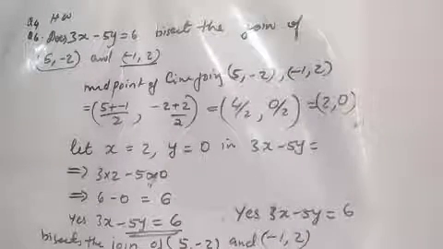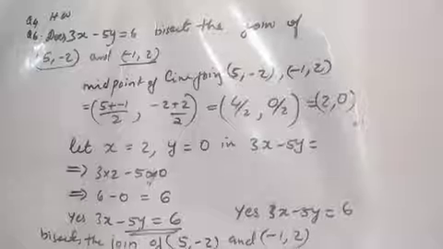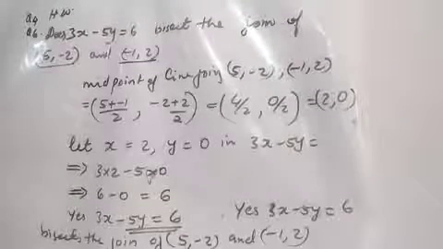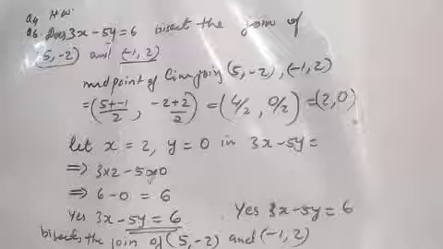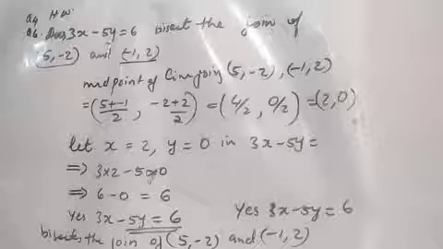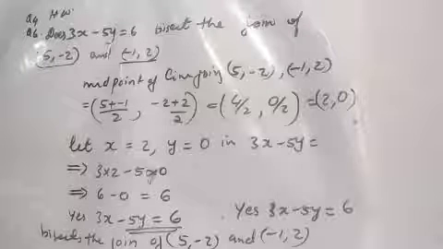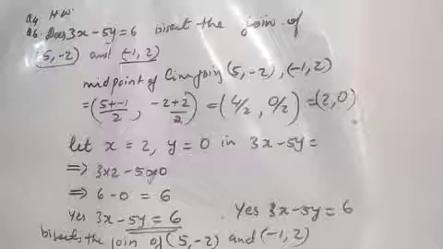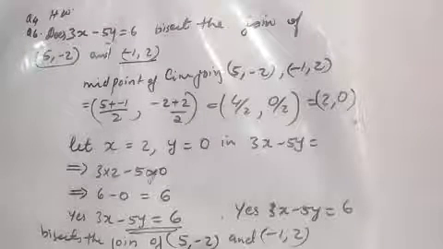Bisect means we have to find out the midpoint of the line joining these 2 points, and check whether that point passes through or satisfies the equation of the given line or not. If it is yes, it bisects the line joining. Otherwise, no, it does not bisect. Understood the method? Okay, next one is the 10th problem.